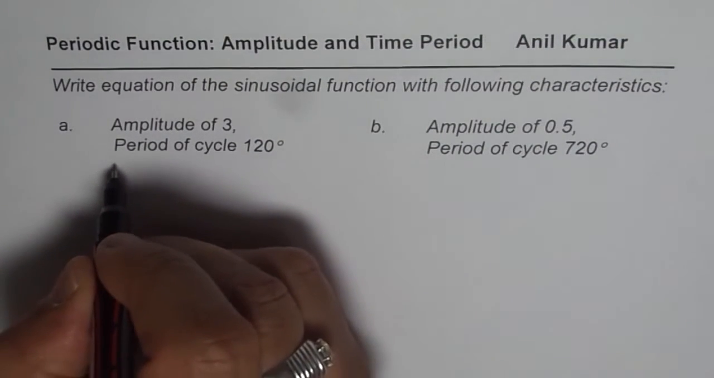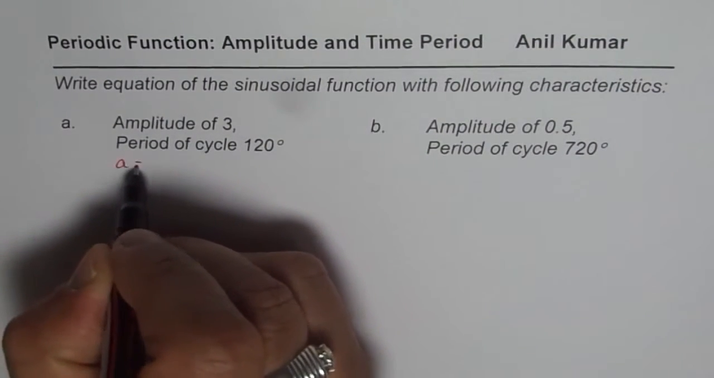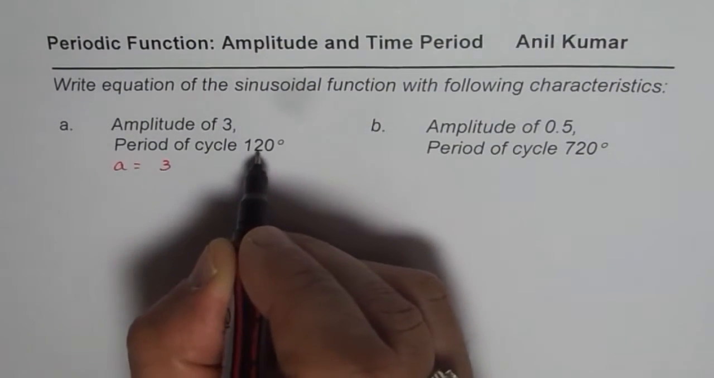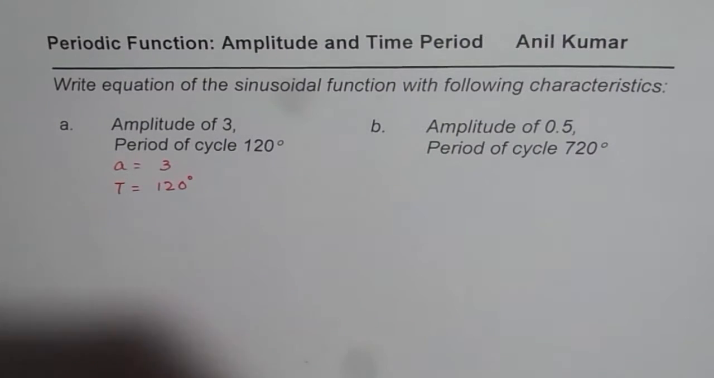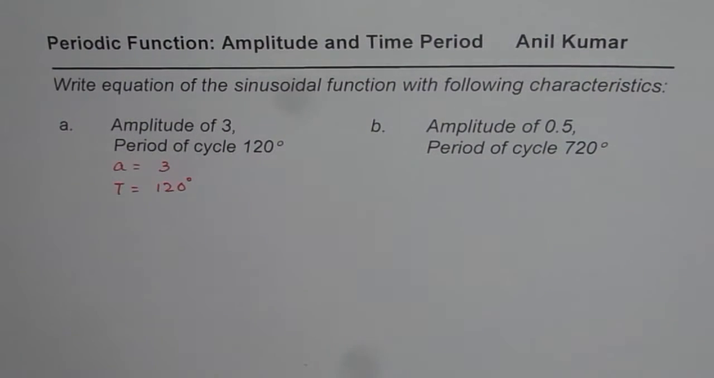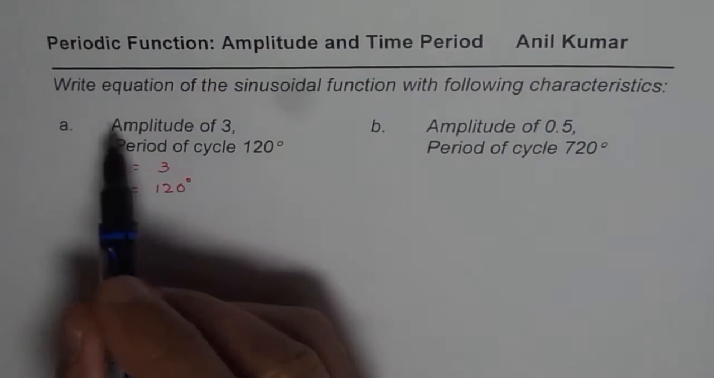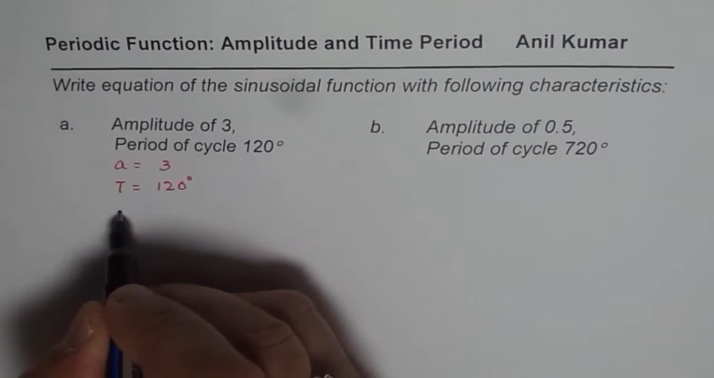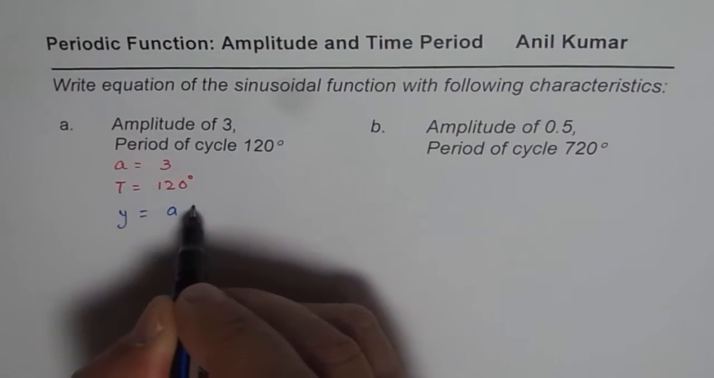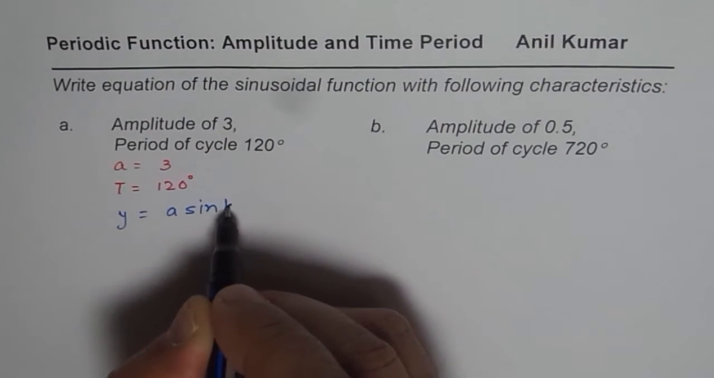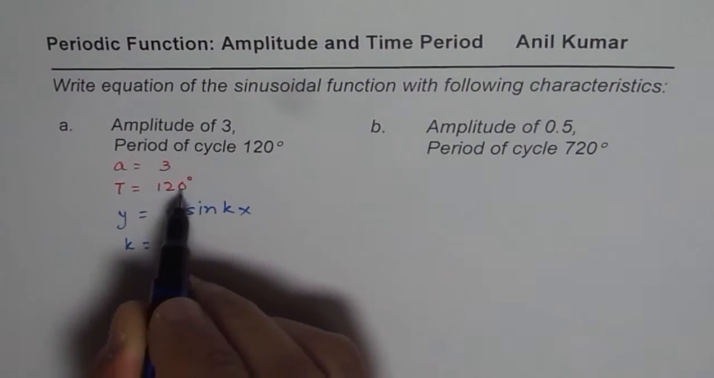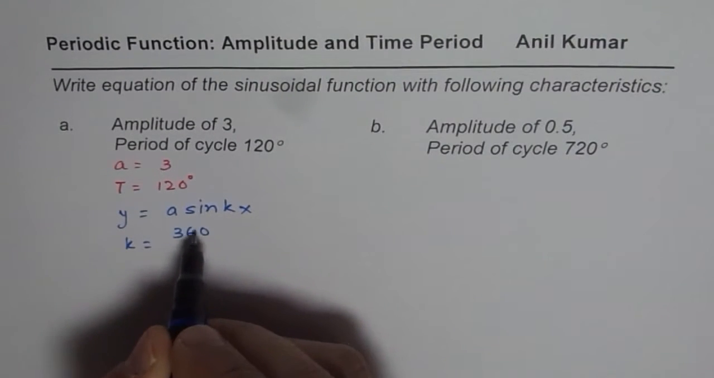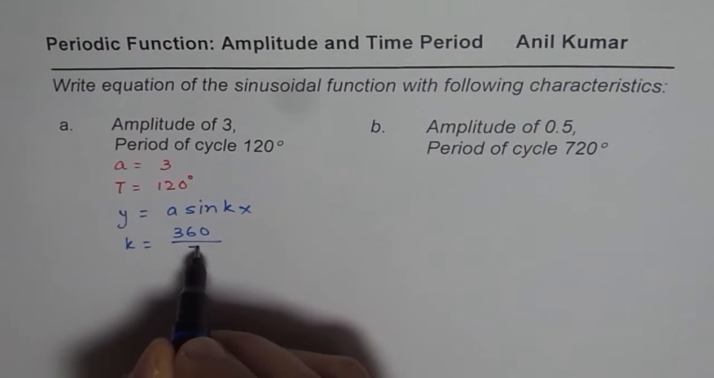Now here what we can say is amplitude A is given to us as 3 and time period T is given to us as 120 degrees. Now in general we can write down the equation of a sinusoidal function as y equals a sine kx, where k is equal to, since it is in degrees, 360 degrees over the time period T.